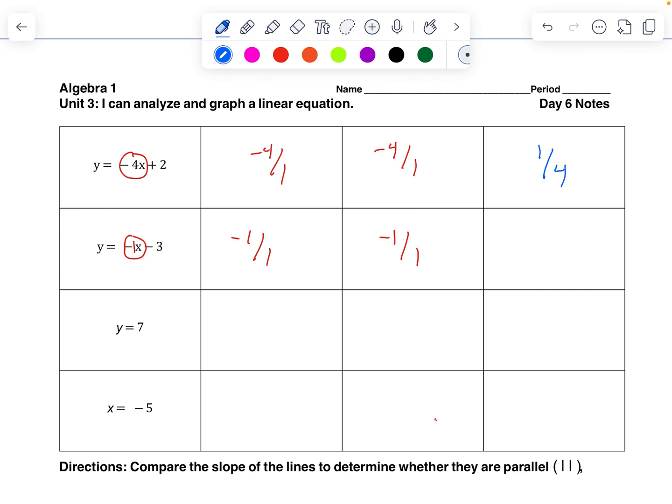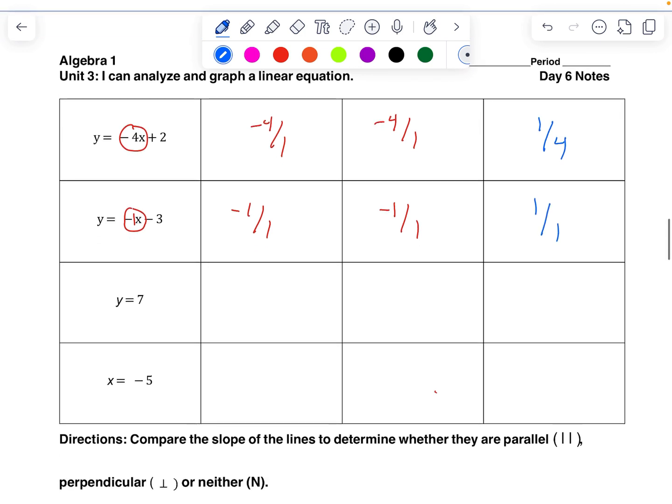Perpendicular, it's got to be the opposite, so it's going to be a positive since my current slope is a negative. And if I flip it, it's 1 over 1. So positive 1 over 1. Okay?